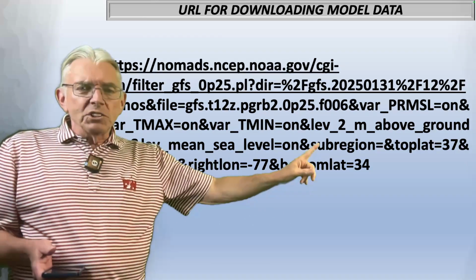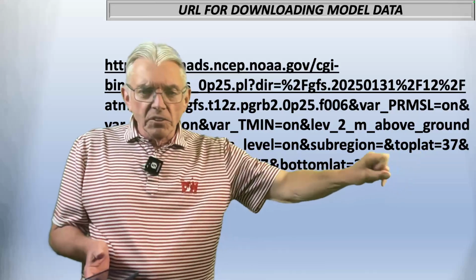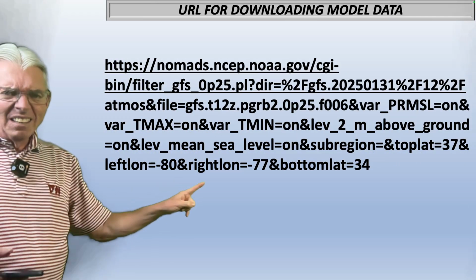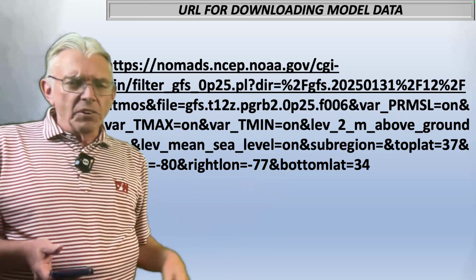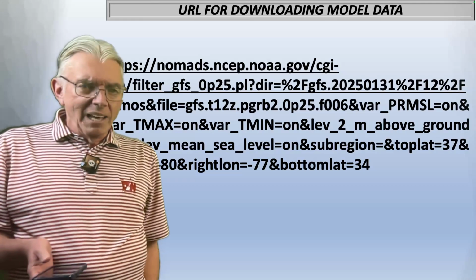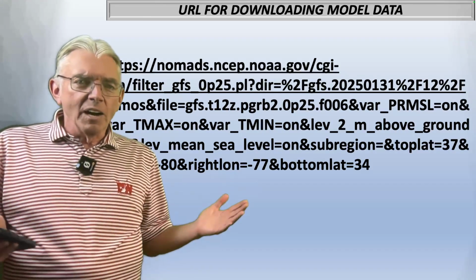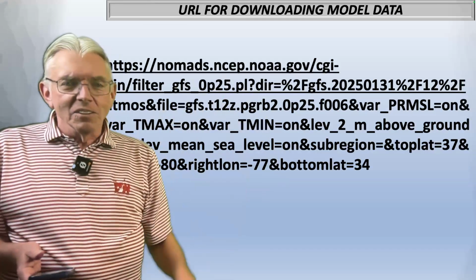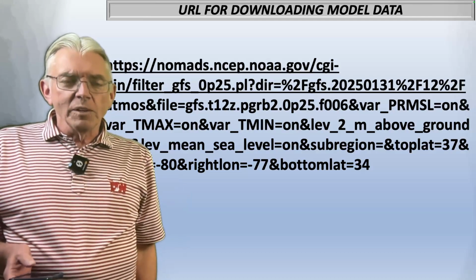Then you see subregion, and the top latitude is 37 degrees north, the left longitude is -80, the right longitude is -77, and the bottom latitude is 34. RDU is about 35.9 north and 78.8 west. So instead of downloading data for the entire country or the entire world, I can just say, hey, let's make a little box right around the Triangle and just download the data for that particular area. So it really, really makes it nice.